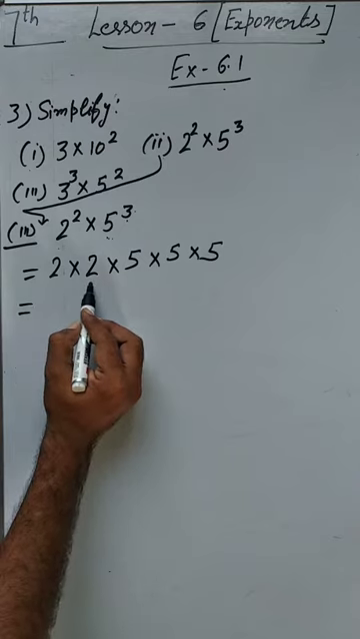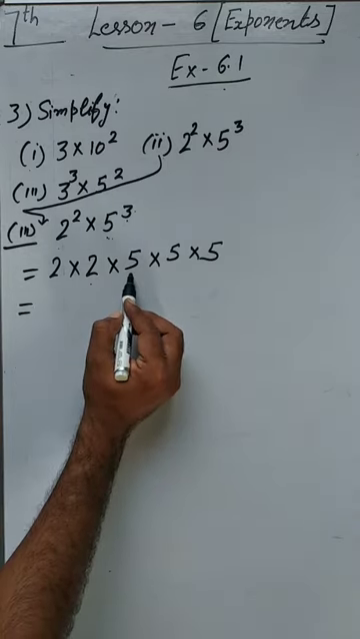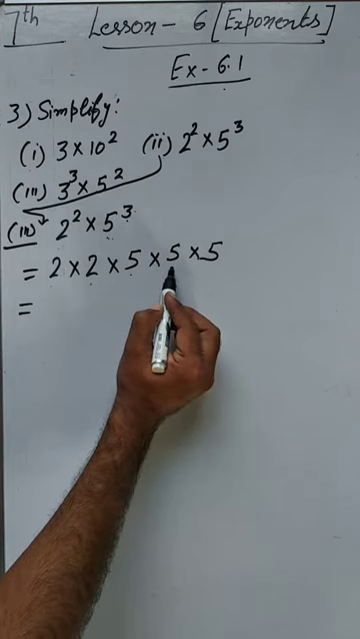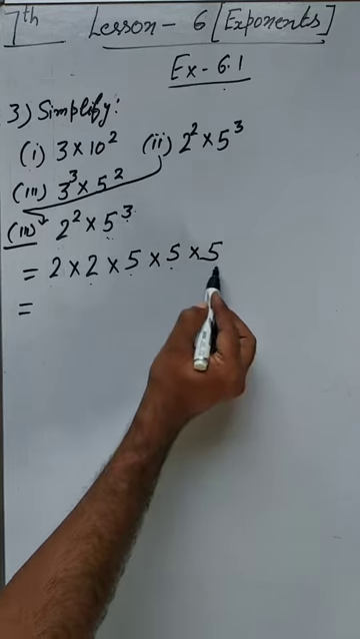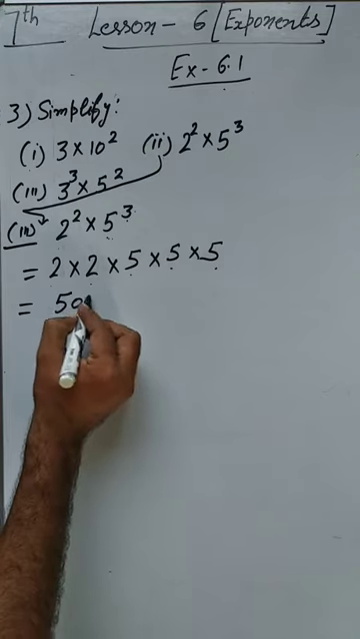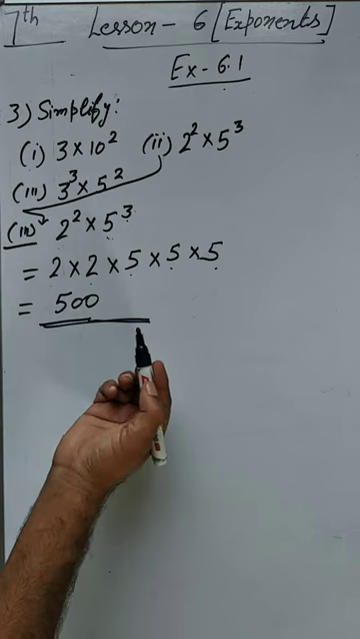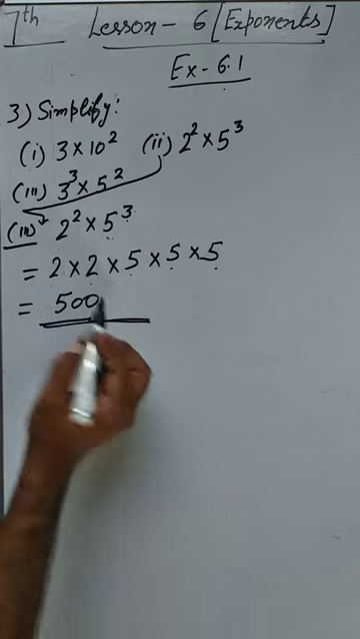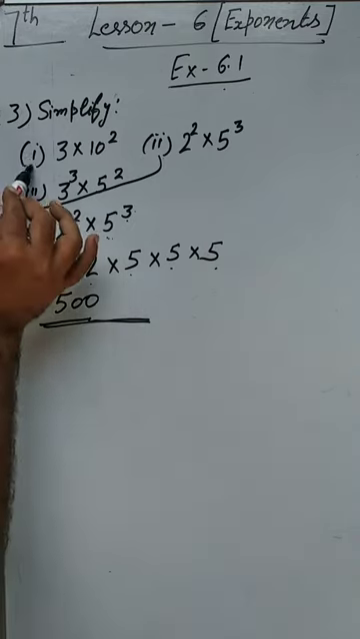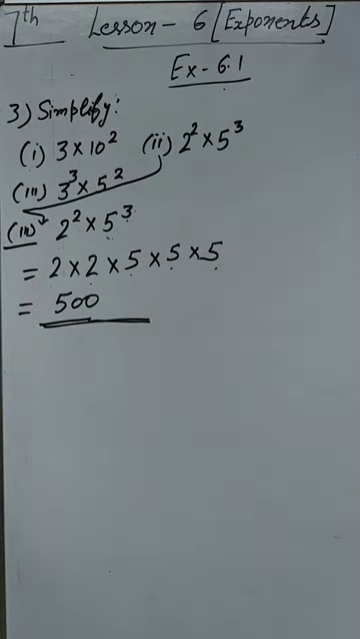2 into 2, 4. 4 into 5, 20. Okay. And 20 into 5, beta, 100. 100 into 5, 500. So this is your answer. One by one you can multiply and get your answer. Very easy. Okay beta. Similarly beta, you can try first and third part. Clear?